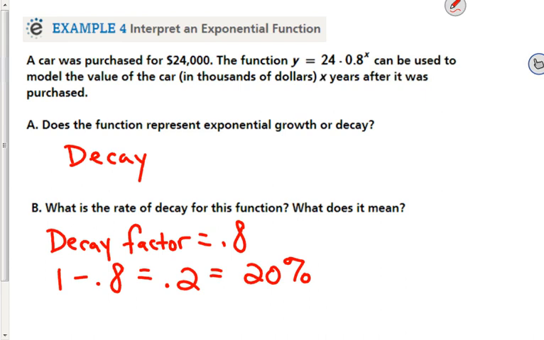I don't know if you guys have been told this before, but when you buy a new car, as soon as you drive it off the lot, that's where it loses most of its value. And a car is a depreciating investment, right? Unlike a house, where usually the value of your house grows, the value of your car never grows. It only goes down. And we see that in this example. The value of this car is decreasing by 20% each year.